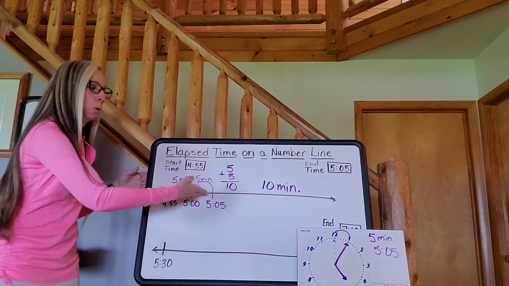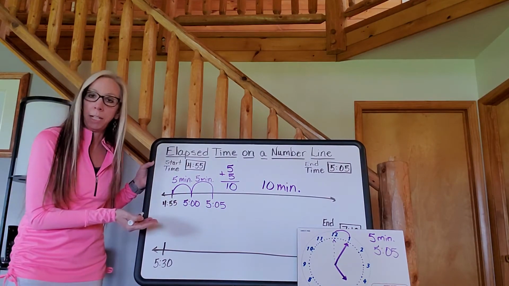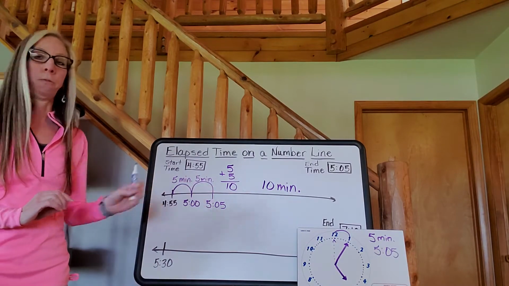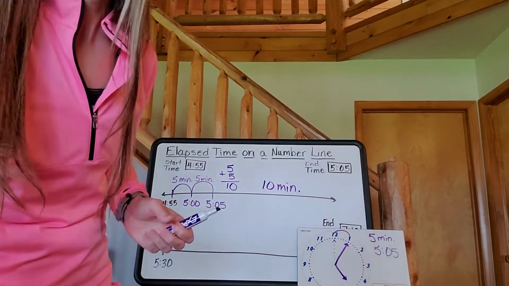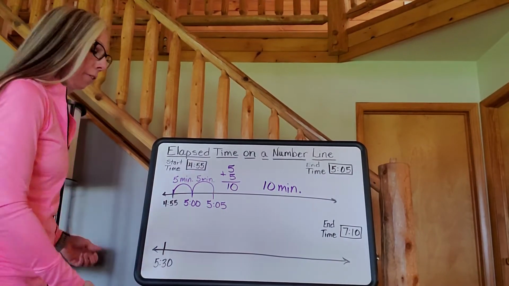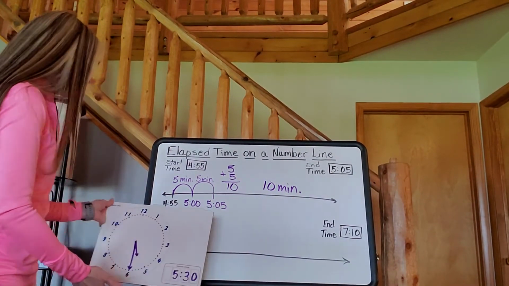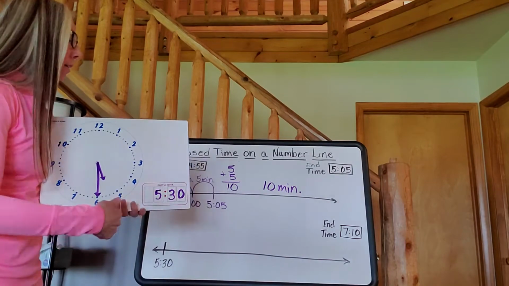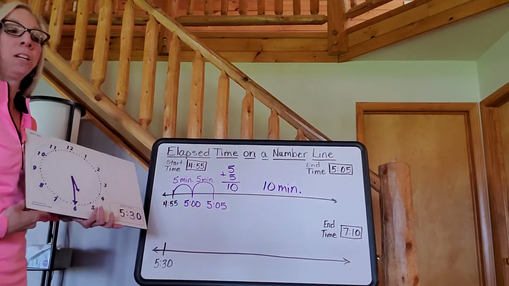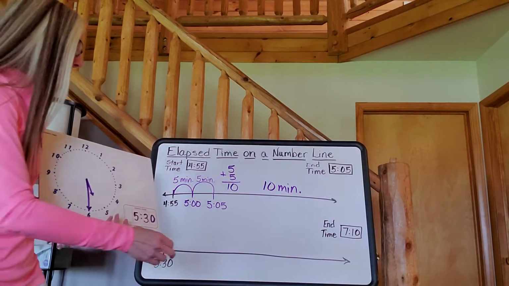And this is the visual representation of what we did in each step. So now I'm going to pause it so I can set my board up for the next example. Okay, I have my boards ready for the next example. We start at 5:30 and we're working towards 7:10. So we're going from 5:30 to 7:10.